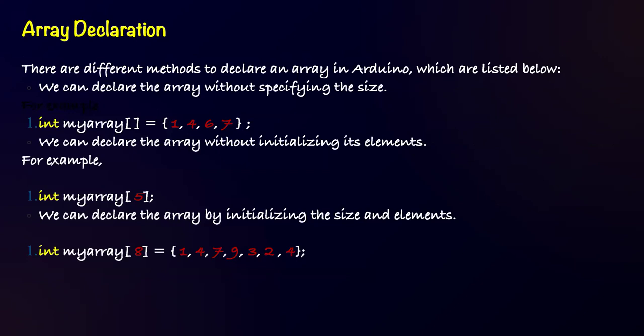Now, array declaration. How can we declare an array? There are different methods to declare an array in Arduino. Let us see them one by one. First is int myArray with square brackets, then we declare the set of elements. This is how we can declare the array without initializing its elements separately, but directly declaring the array. For example, int myArray[5]. We declare the array by initializing the size and elements.